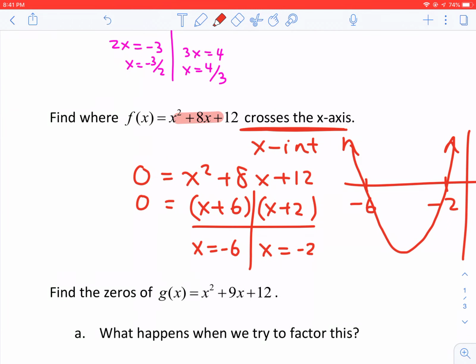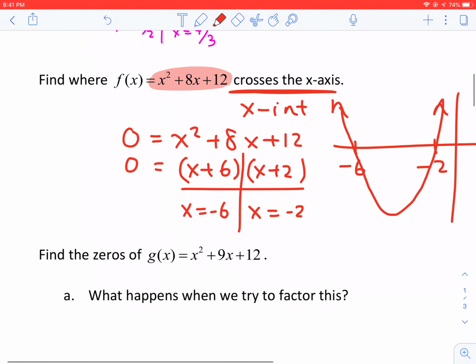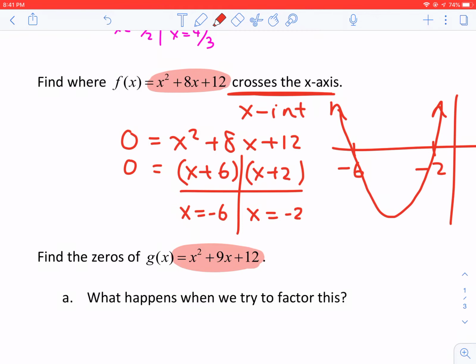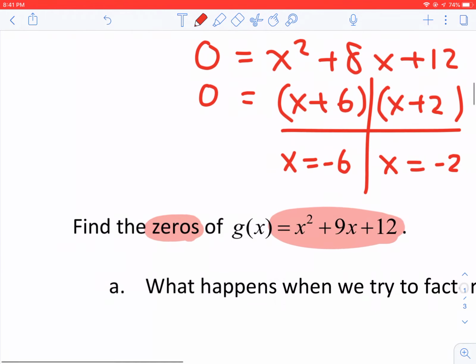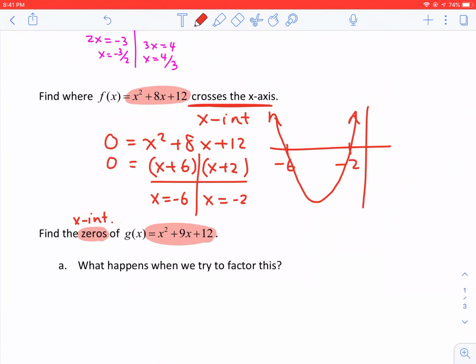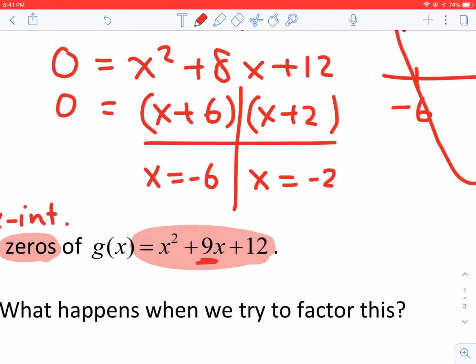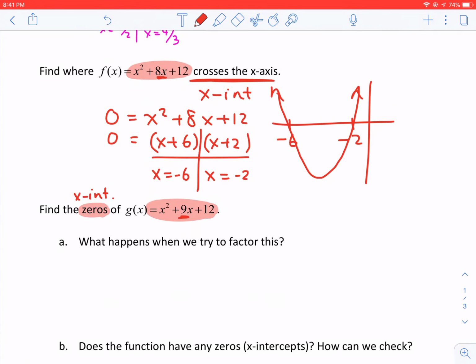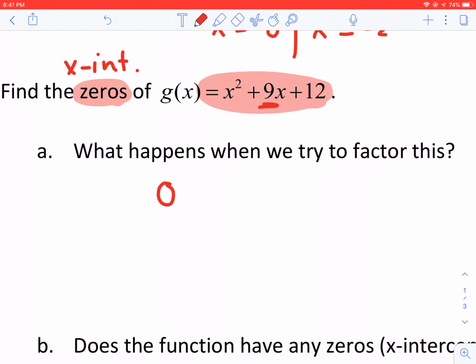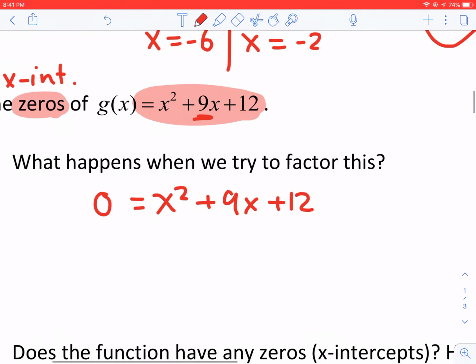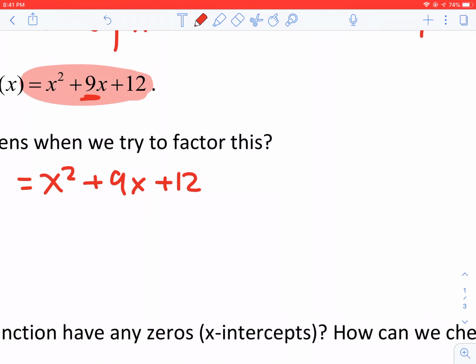Alright, this one was pretty simple, hopefully. This is the same question. I'm looking for the zeros, which again are the x-intercepts, or the roots. So the only difference is that this 8 became a 9. So let's try to factor this. We're going to solve it the same way. We make our function equal to 0. x squared plus 9x plus 12. So let's find two numbers that multiply to 12 and add to 9.